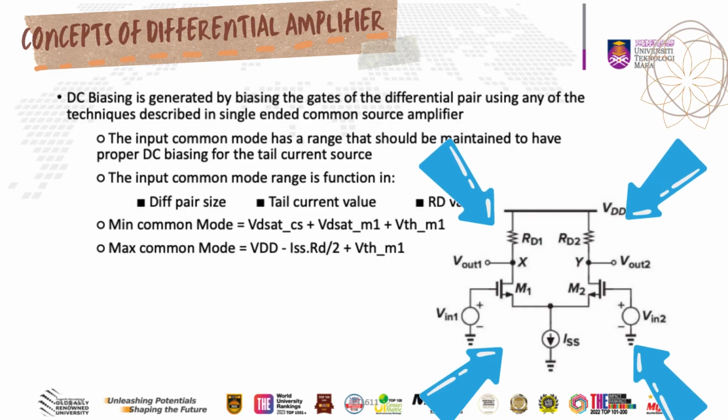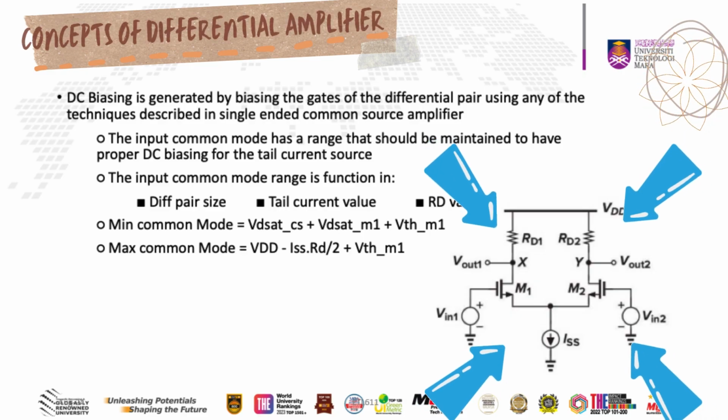The circuit diagram shows a basic differential pair amplifier with two input voltages, Vin1 and Vin2, and two output voltages, Vout1 and Vout2. The tail current source Iss and the load resistors, represented as RD1 and RD2, are also shown here.